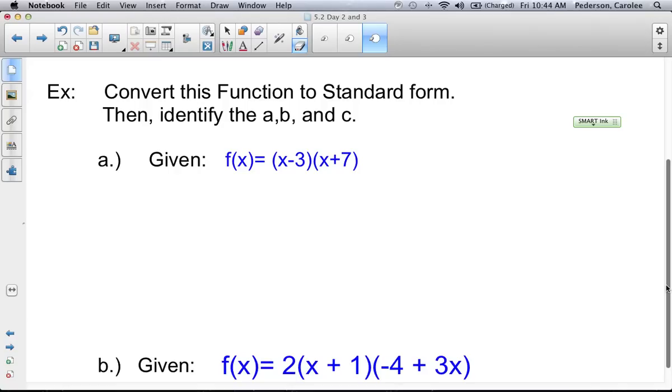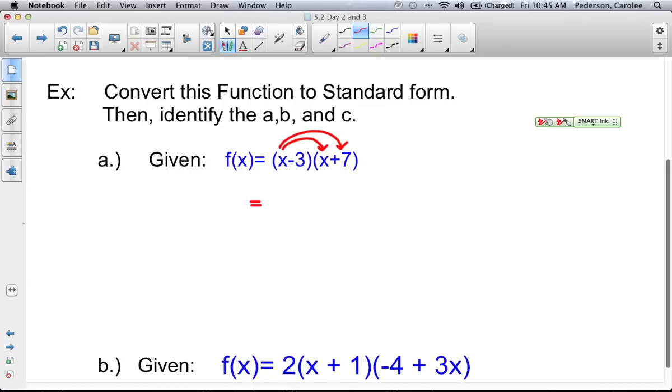We're going to convert this factored form equation to standard form by FOILing it and then identifying the a, b, and c. As we move through this lesson, the a, b, and c will become important to us. Today we're just going to identify them. So we're going to multiply x minus 3 and x plus 7 together by FOILing. So we start by distributing the x to the x in the second parentheses, and then the x to the 7.